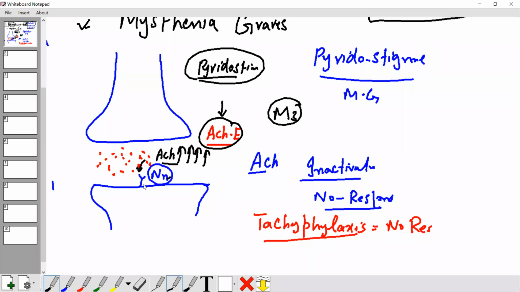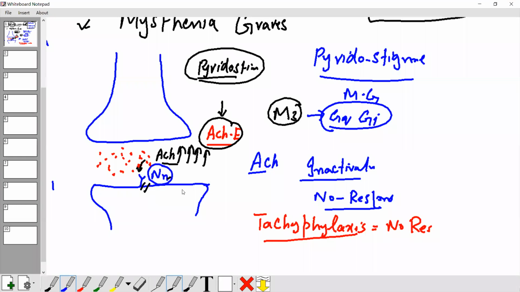This nicotinic receptor is not attached with a G protein. I already explained that the M receptors have G proteins, like the Gq protein for the M3 receptor and, for example, the Gi protein for the M2 receptor. The second messenger system is used by the M3 receptor to give a signal inside the cell. We are using a G protein system. The G protein system does not give a very rapid response as compared to an ion channel.